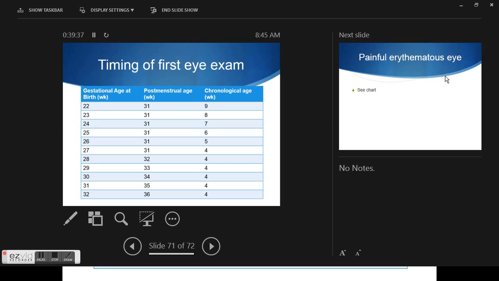And then we went over congenital glaucoma. You're going to have a mid-dilated pupil with a cloudy cornea, and this also requires referral. That's about all I have.